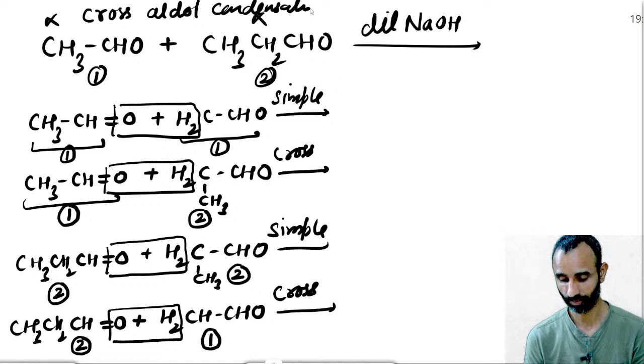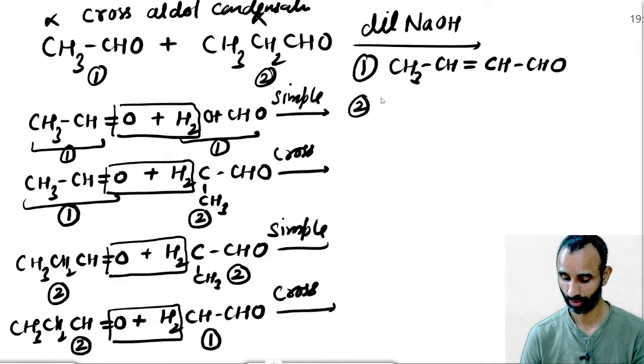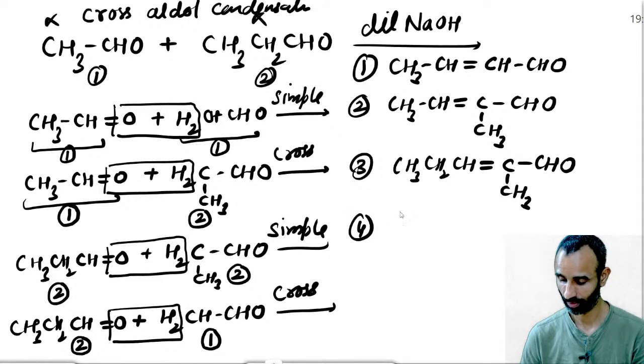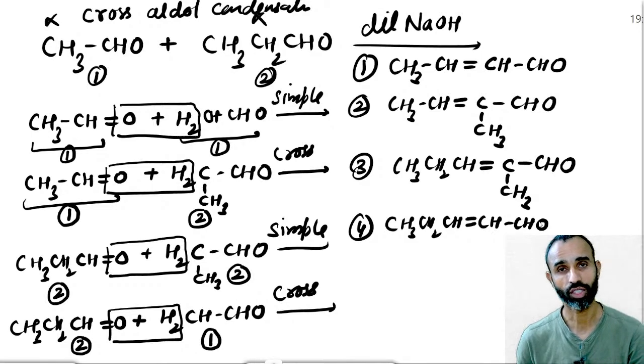condensation. So products are, first is CH3, CH double bond, CH, CHO. Second is CH3, CH double bond C, CH3, CHO. Third, CH3, CH2, CH double bond C, CH3, CHO. And fourth one is CH3, CH2, CH double bond CH, CHO. So these are the four products we will get.